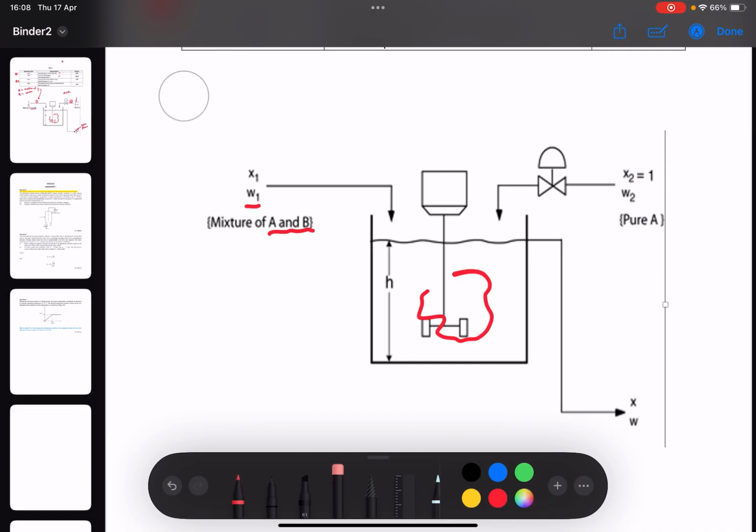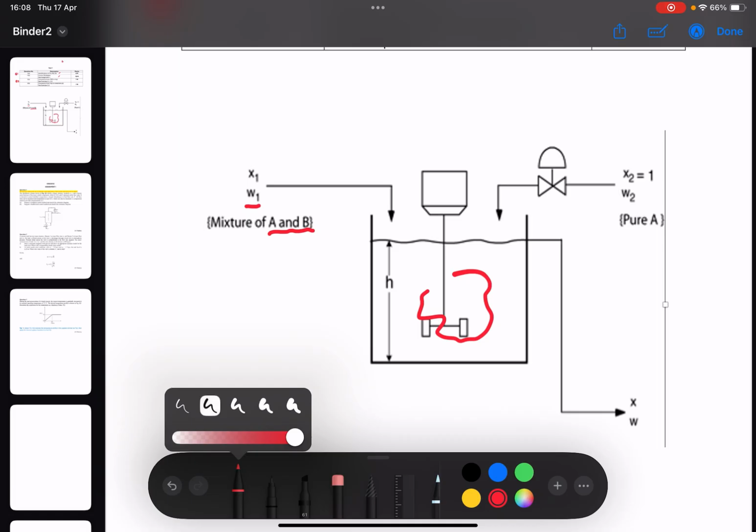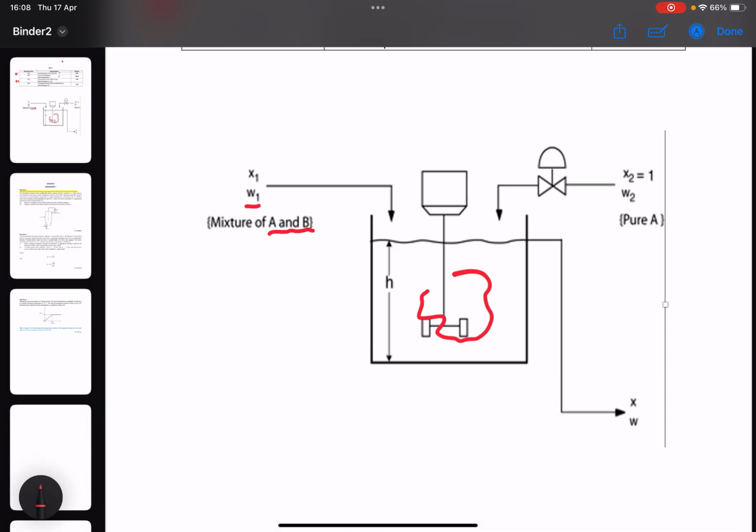Now, if I want to identify the control variables, manipulated variables, and also the disturbance variables, I will say that my control variable, based on the example, is going to be x, because the question mentions that I want to control the mass fraction of methanol in the exit stream here. So this one is going to be my control variable.